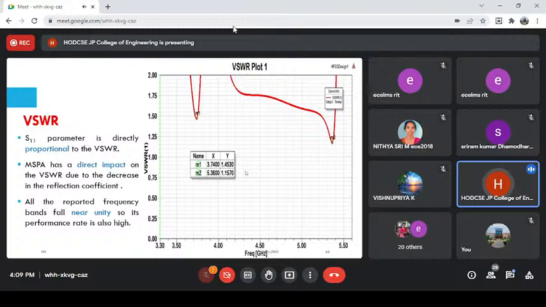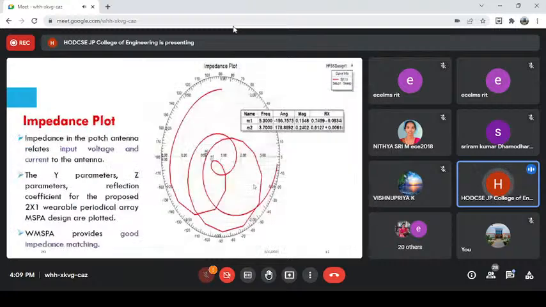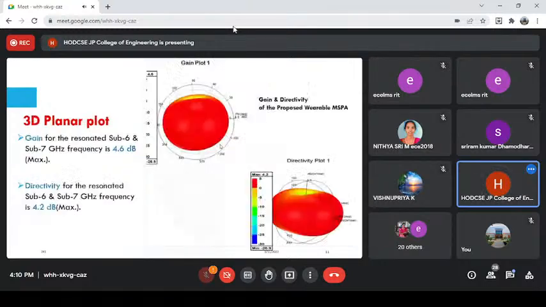Okay, at the center resonator frequency of 3.74, the VSWR value is 1.45. At 5.36, it is 1.15. This Smith chart shows the impedance matching of the proposed resonator-designed antenna. It provides good impedance matching, and the figure shows it very clearly.